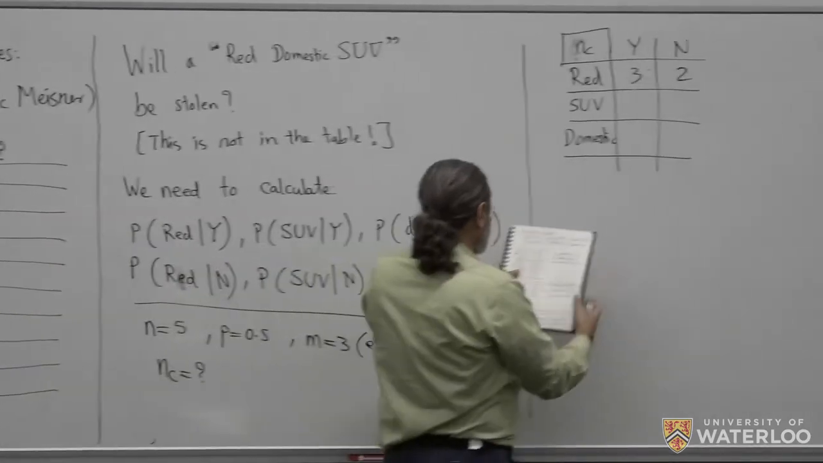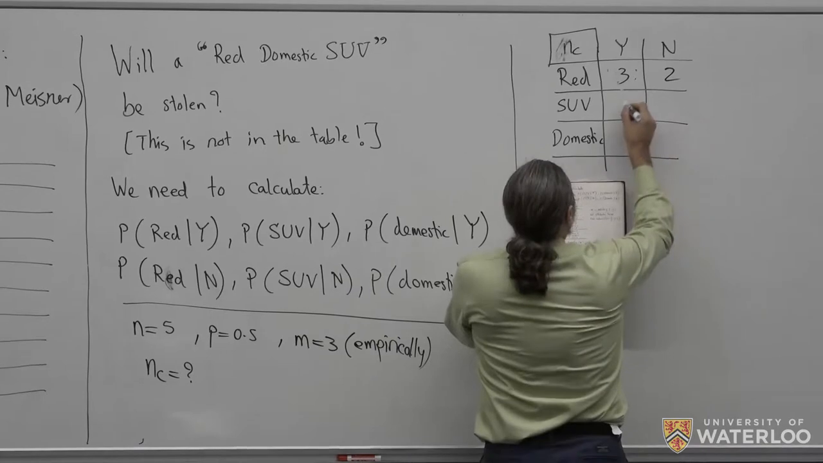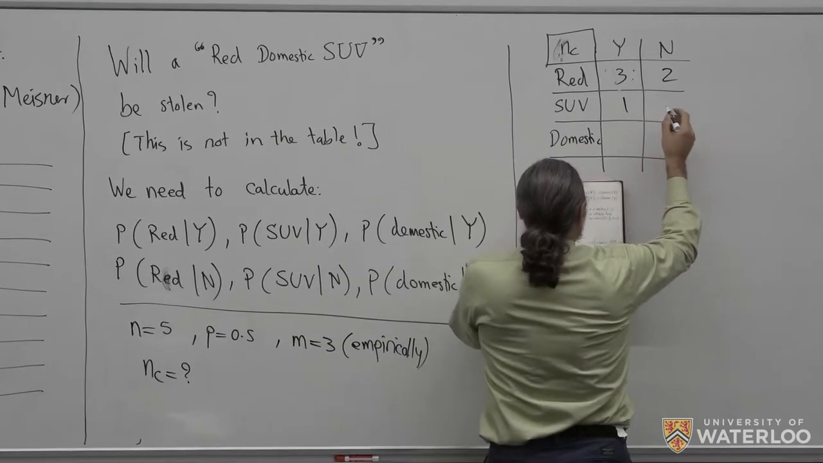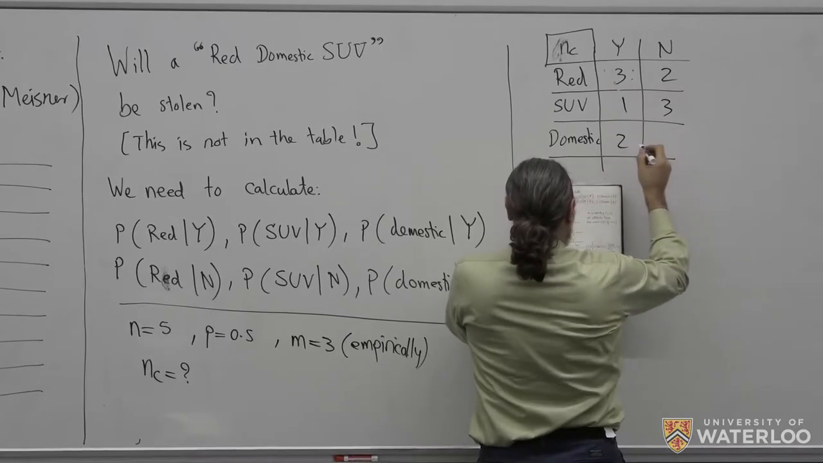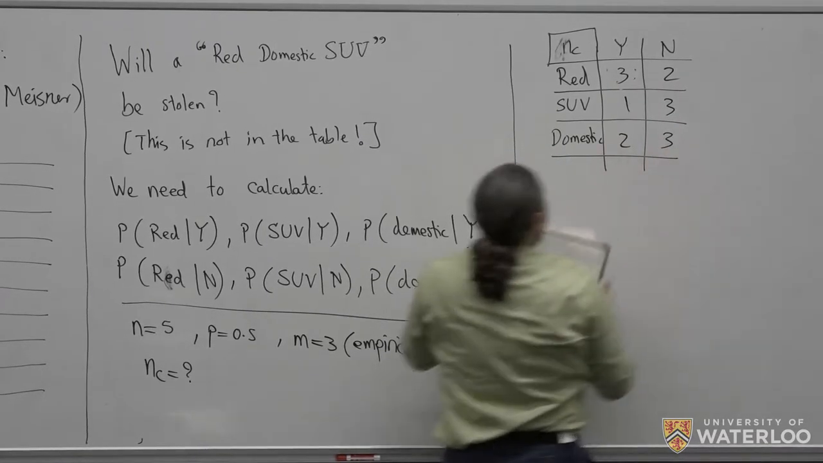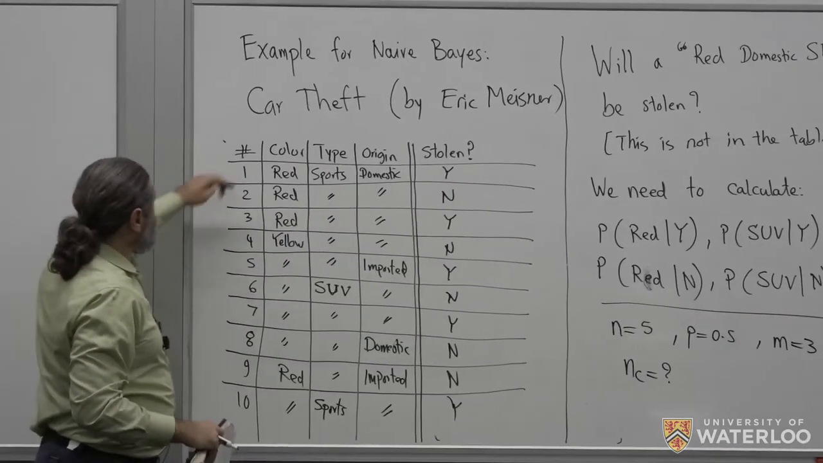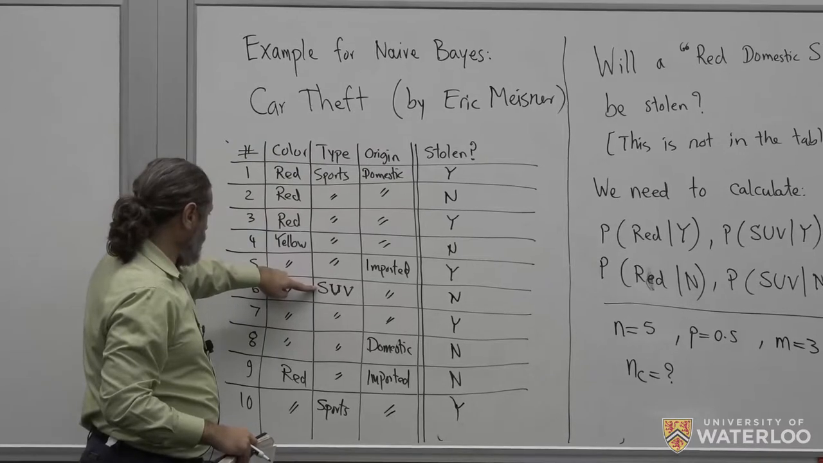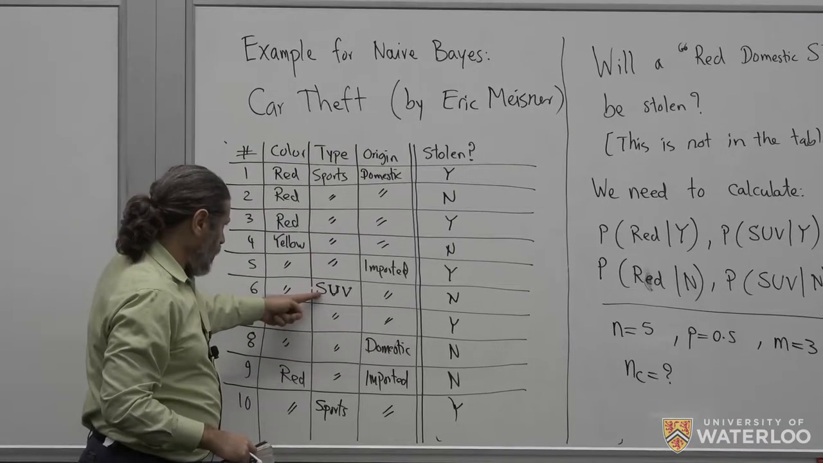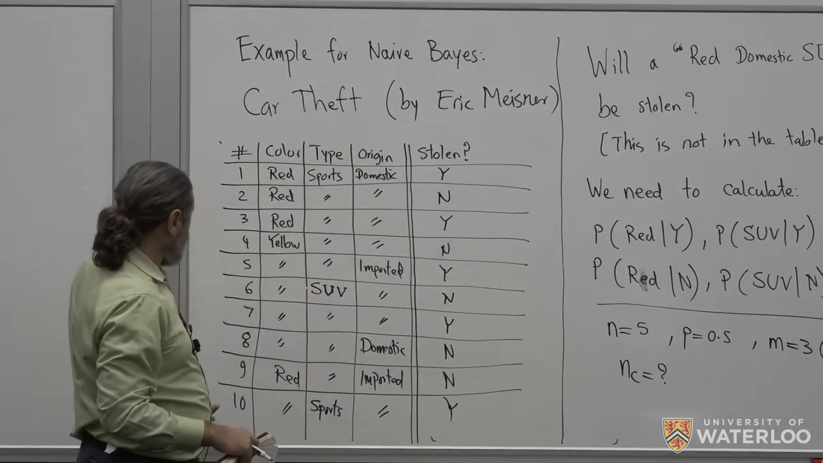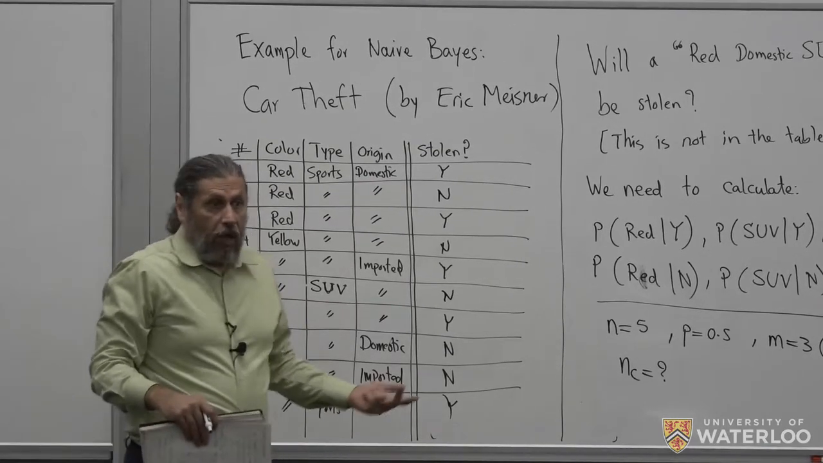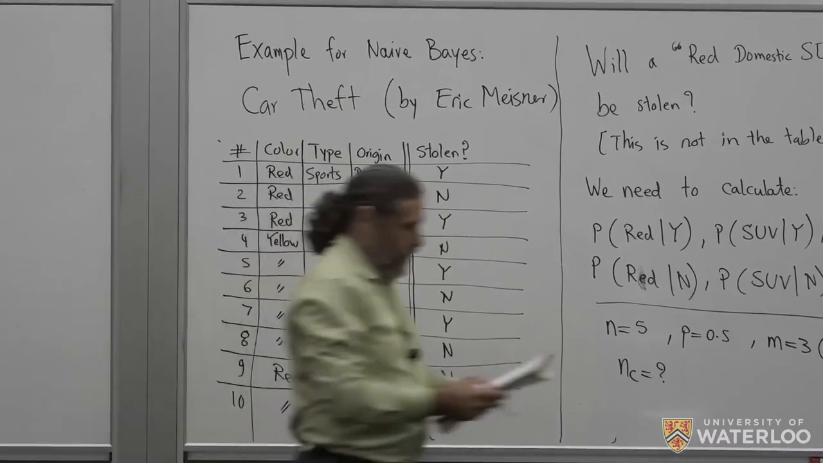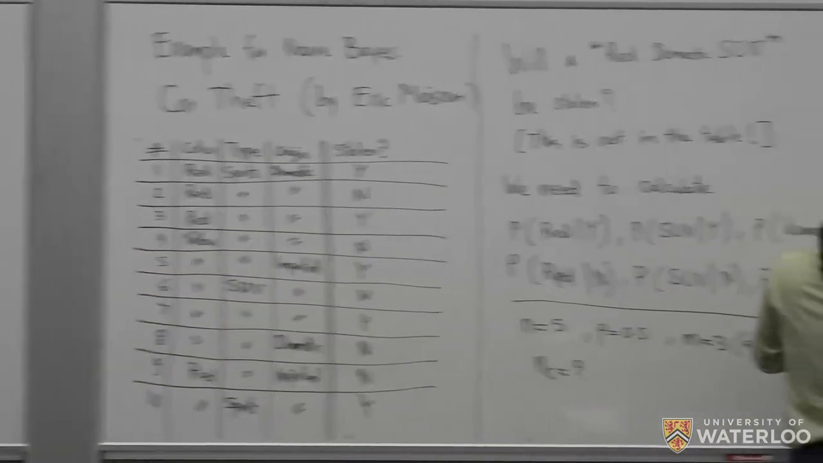So for SUV, NC is 1, and here is, of course, 3. And here I have 2 and 3. That cannot be 1. So what is wrong here? SUV, yes. SUV, I have this here. 1, 2, 3. Oh, 4. I don't have 5. Okay. That's what the data is giving me. Okay. I don't understand it, but I have to work with it. Okay. So these are the numbers.